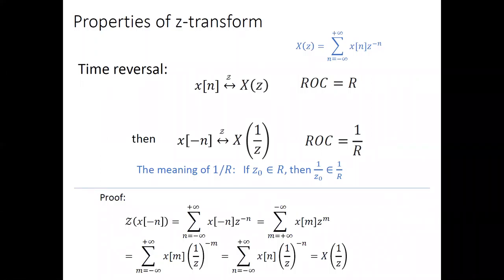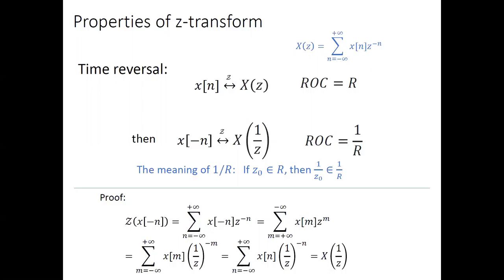The next property is the time reversal property. So x of n is a discrete time signal. Its z transform is capital X of z, ROC is R. Then we consider x of minus n, which is the time reversal of x of n. Its z transform is capital X, replacing z with 1 divided by z. And the ROC also changes to 1 divided by R.